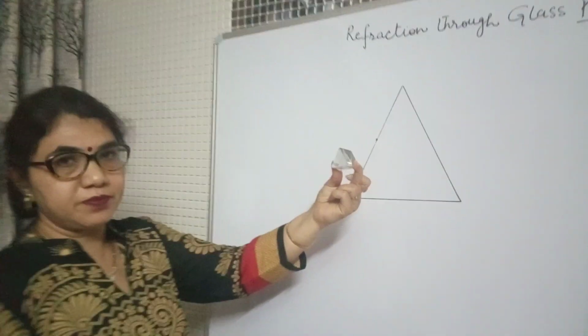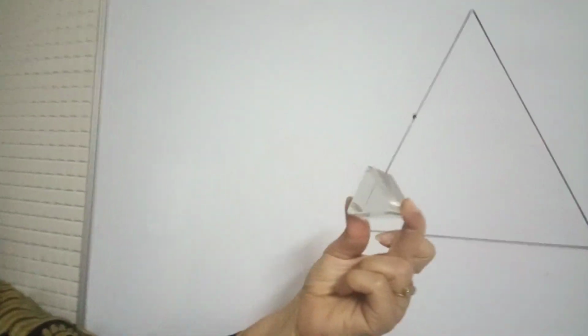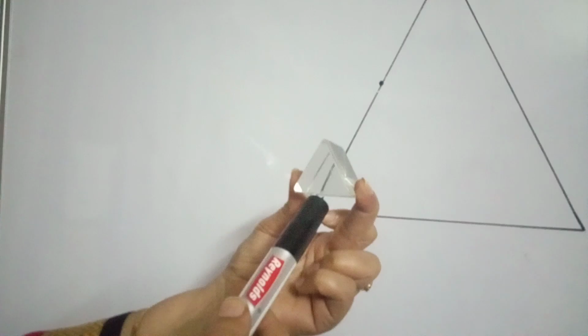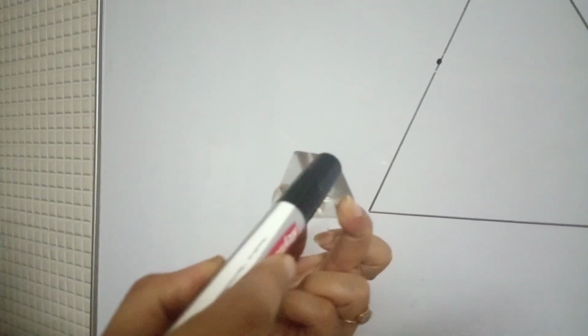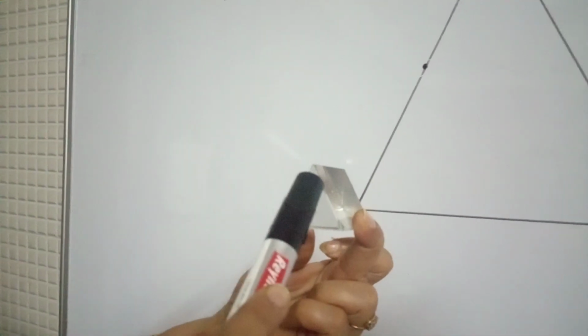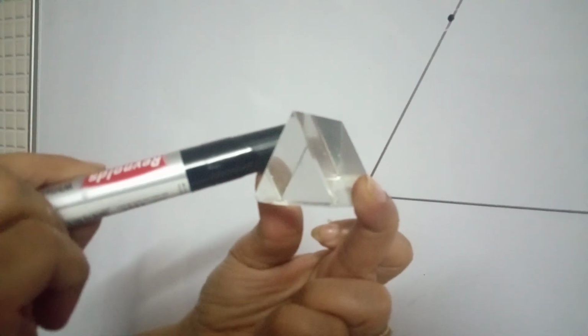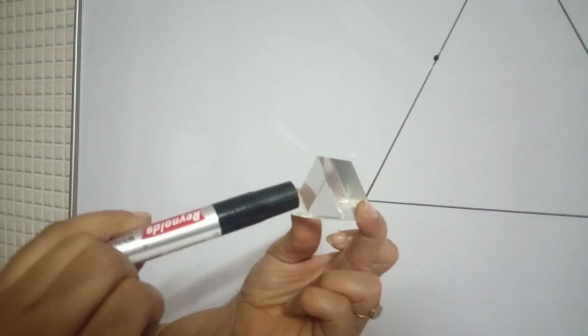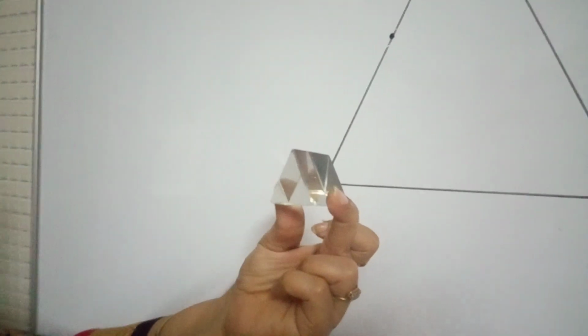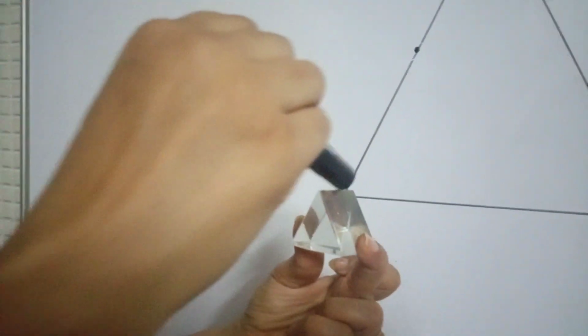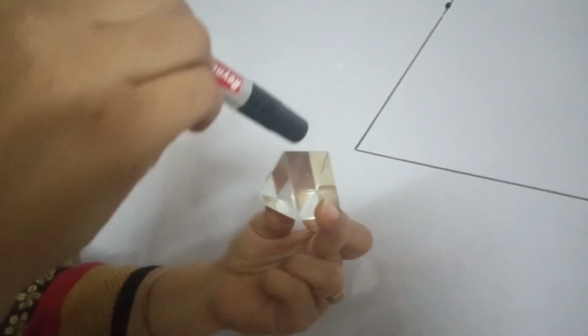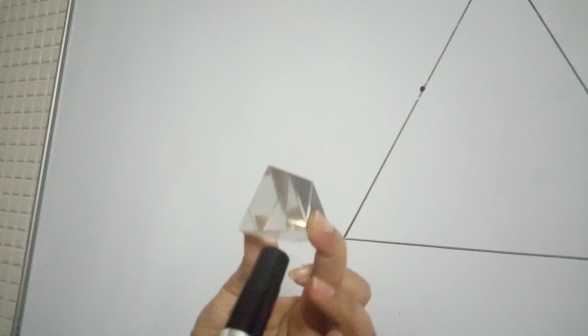So this is the prism, and this is the base of the prism. There are two refracting surfaces. This is one, this is the second, and this is the angle of the prism. Light ray enters from this side, refracts through the prism, and comes out from the other refracting surface. And this is called the edge, where the two refracting surfaces meet. This is called the base of the prism.